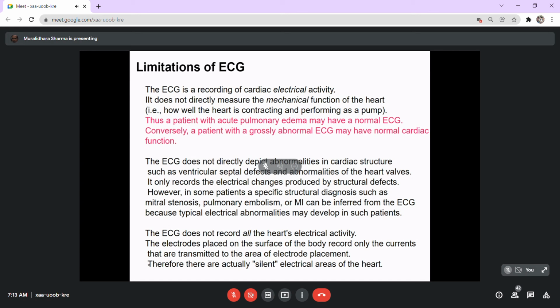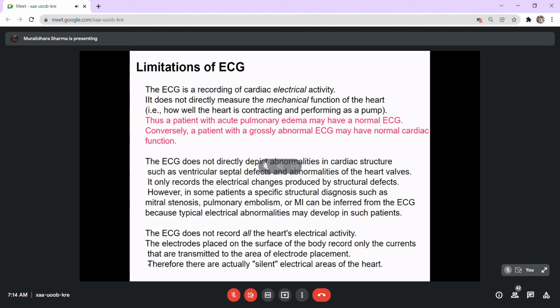ECG may just help you to make the decision. It's quite possible that you may have a good number of patients with severe acute pulmonary edema but a normal ECG, or the other way around, where the patient may have a grossly abnormal ECG but a normal cardiac function. Both these are possible, and this fact has to be kept in mind, and never depend upon ECG alone to make the final decision in clinical handling of the patient.